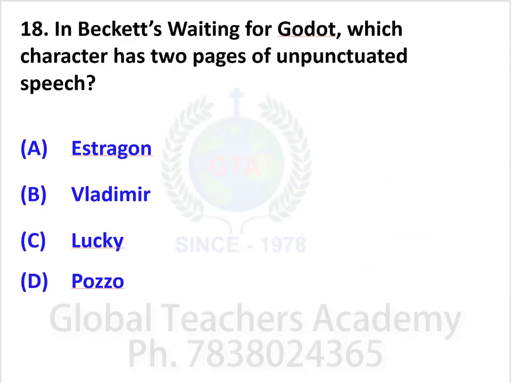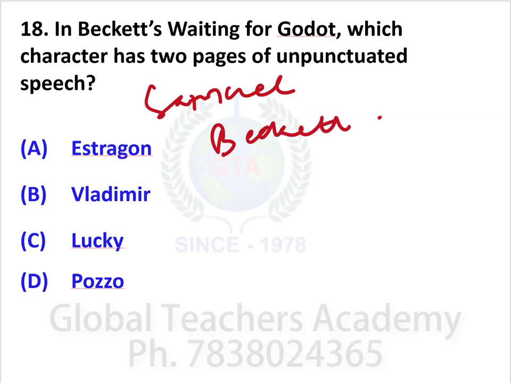Next question. In Beckett's Waiting for Godot, which character has two pages of unpunctuated speech? Is it A, Estragon? B, Vladimir? C, Lucky? Or D, Pozzo? Right? So who in Samuel Beckett's Waiting for Godot has the unpunctuated two-page speech? The answer here is going to be Lucky. Now for Samuel Beckett's Waiting for Godot, every little detail is important. It's a small text.